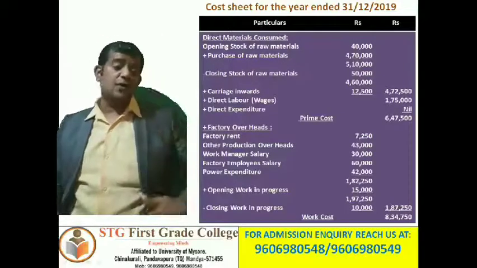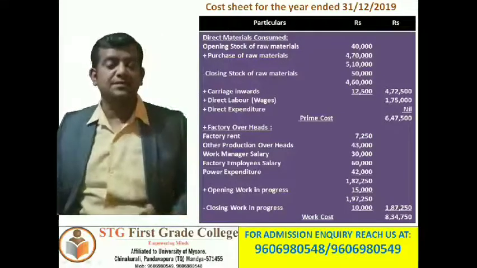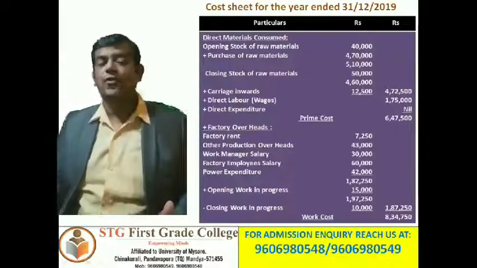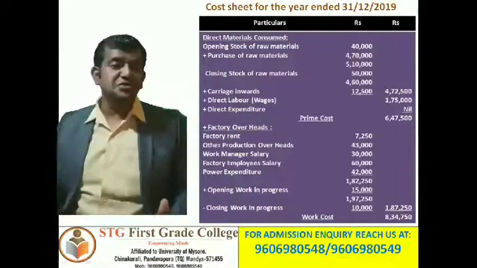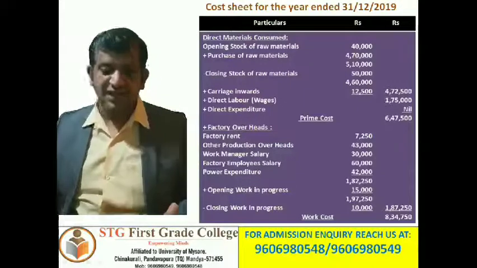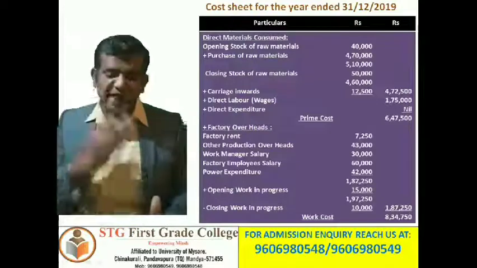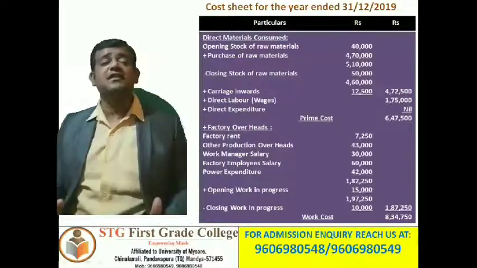Prime cost plus factory overheads. When you add factory overheads to the prime cost, we are going to get a work cost. Clear? So let us add factory overheads. First take down factory rent. How much is the factory rent?